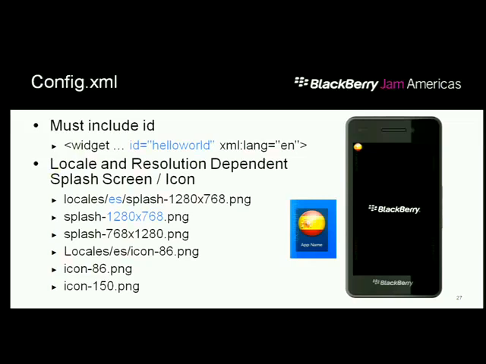Same goes for icons. It is also resolution dependent. It's based off DPI, I guess. And then if you want to support different locales, based off whatever the user has set their home language to within the device, you can actually put within the locales / whatever your language code is, ES would be obviously Spanish, and then your icon name, it will automatically detect that exists and replace your icon and your splash screen with that locale version of it.